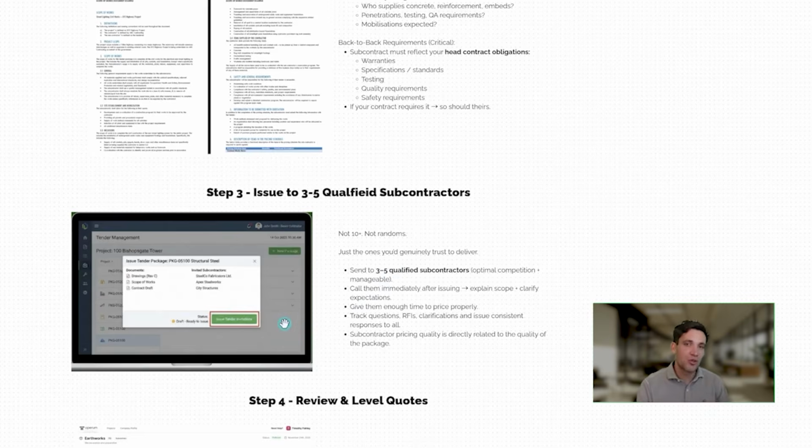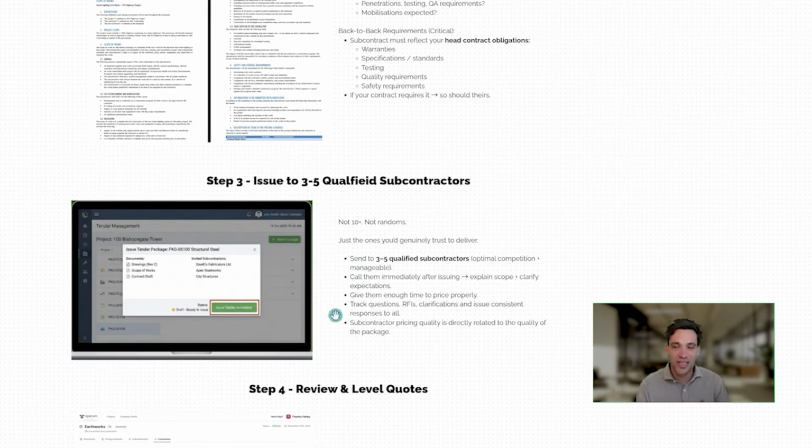It's 3 to 5 subcontractors that you would be very happy if they were able to do the work. They should have good quality records, safety records. They should have good relationships with you. They should have high quality project managers and project teams. Really, you want to find subcontractors that you would actually be happy to award the project to.